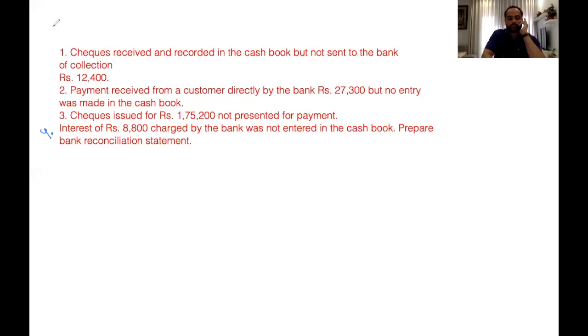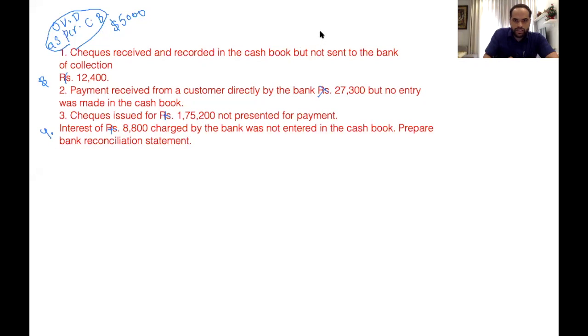So let's say, for example, overdraft as per cash book, which is, let's say, $5,000. Make sure these are dollars, not rupees. All these are dollars. Okay, so this is the question. Now we're going to prepare the bank reconciliation statement.